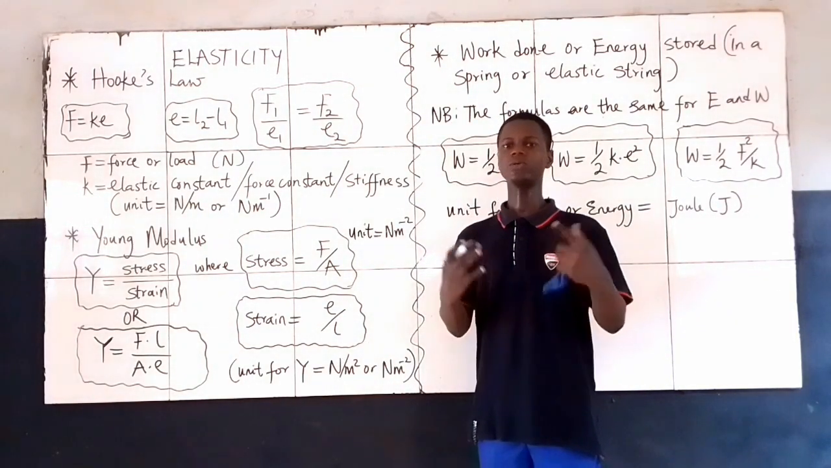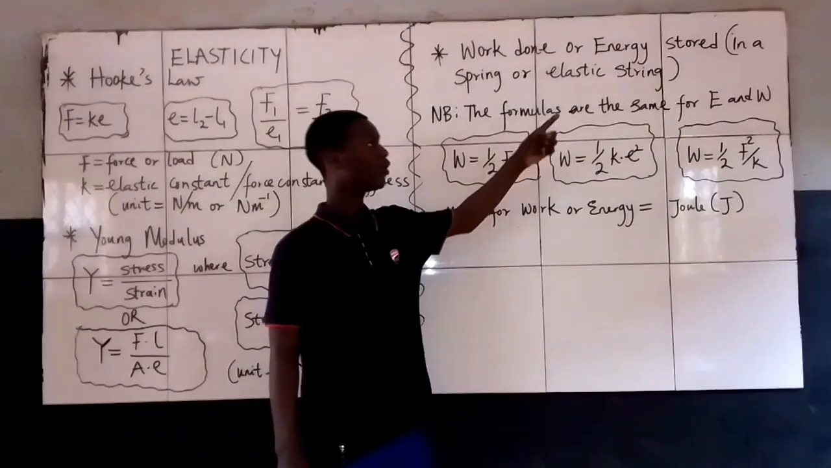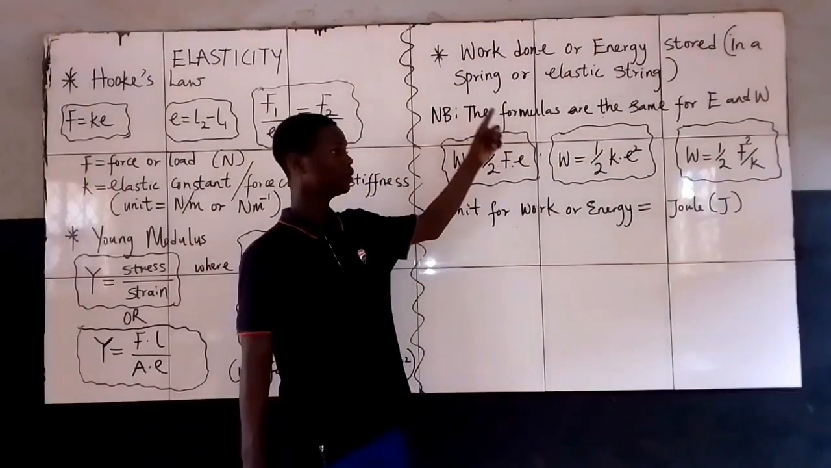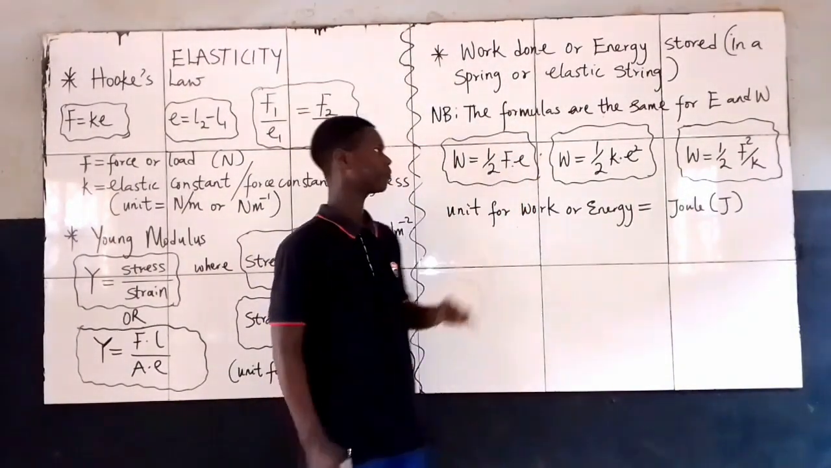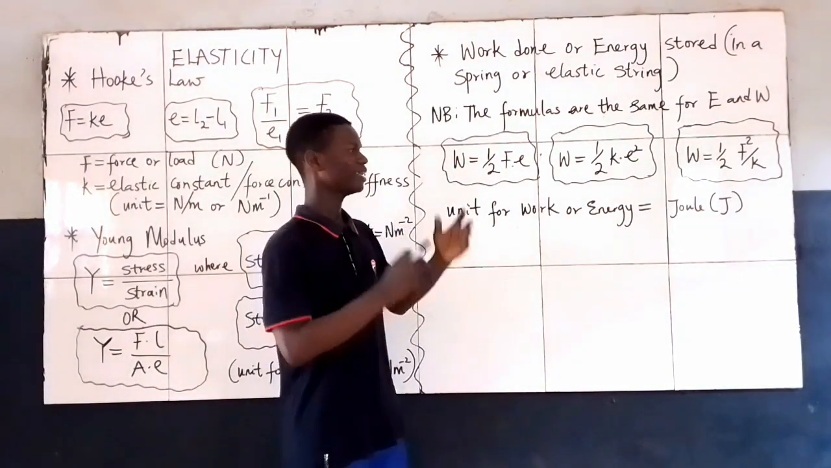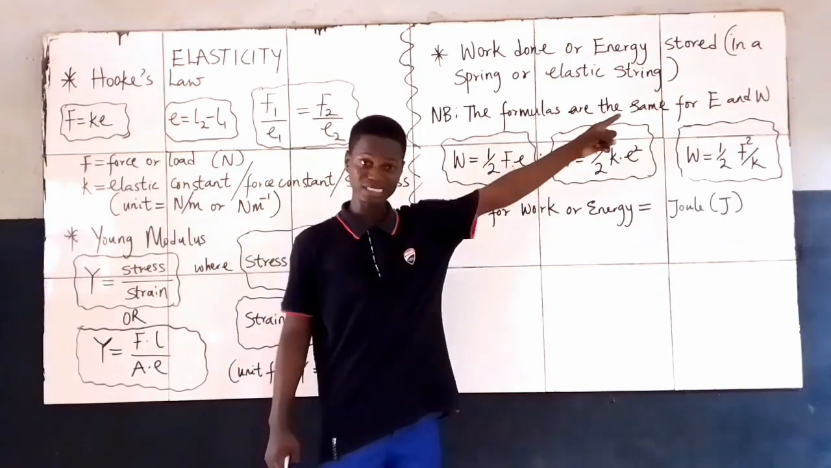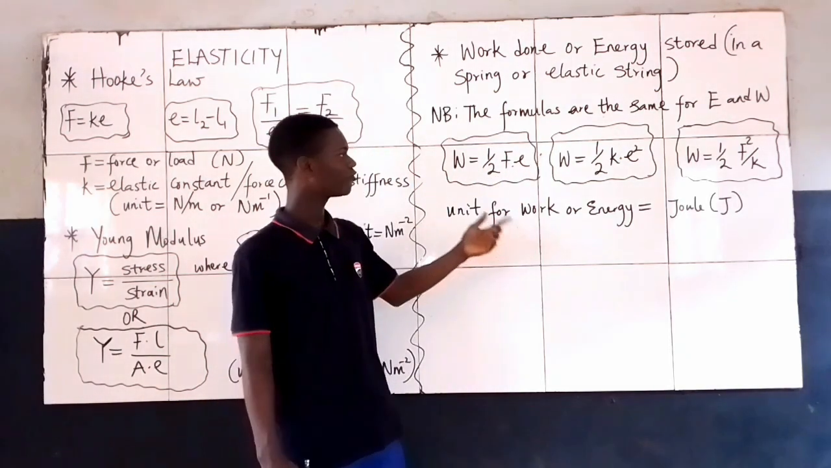Now we know this, without wasting time, let's quickly look at the work done or energy stored in a spring or elastic string. Now, the formula, if you are asked to find the work done, is the same formula if you are asked to find the energy stored. That's what I mean by this statement. Now, what is the general formula?